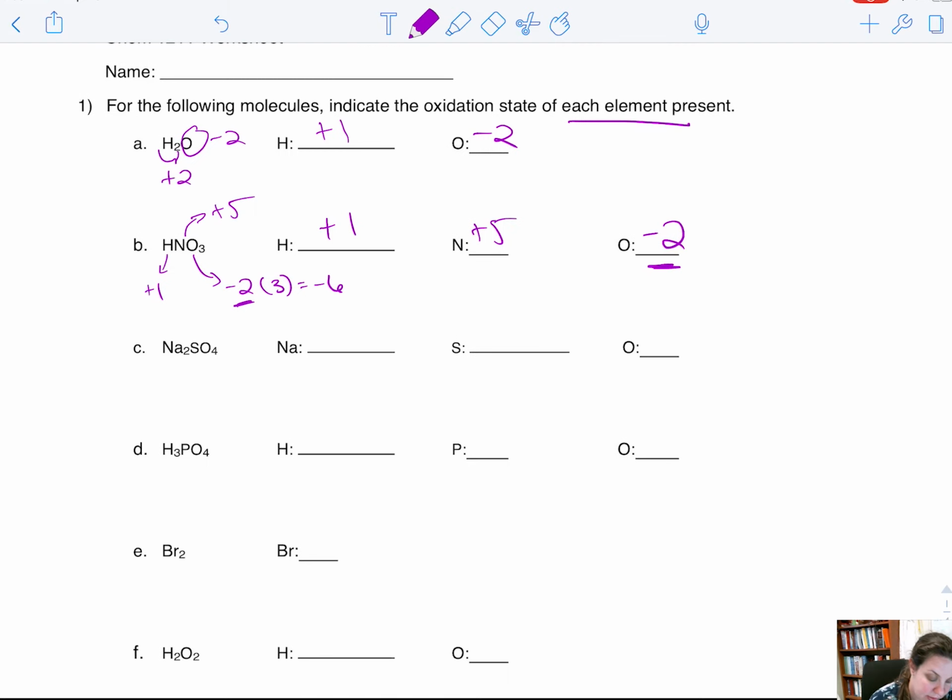Sodium sulfate, we're going to assign the sodium first because it's a metal, and it'd be +1 because it is an alkali metal. Then our oxygen at -2. There are 4 of them, so this portion of it is -8. There are 2 sodiums, so that portion is +2. So this portion has to be +6 to balance out the charge.